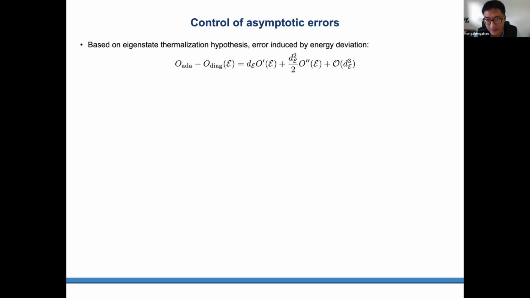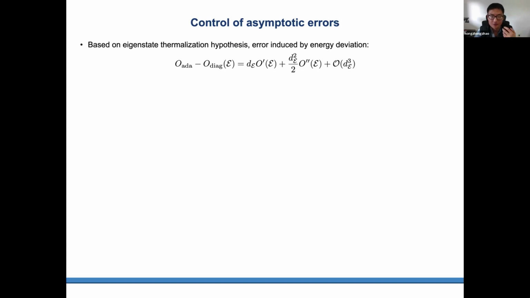Okay, so there's another important feature which cannot be obtained with the fixed step Trotterization method, which is the control of asymptotic errors in local observables. Based on the eigenstate thermalization hypothesis, we know that at long times we can predict the correct local expectation value just based on the energy. But now our energy has an error, based on the tolerance that we set.